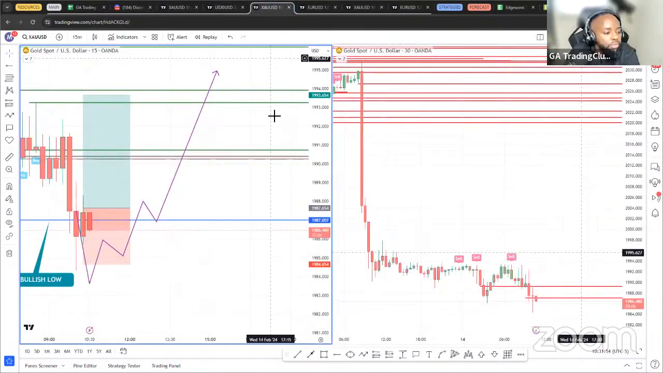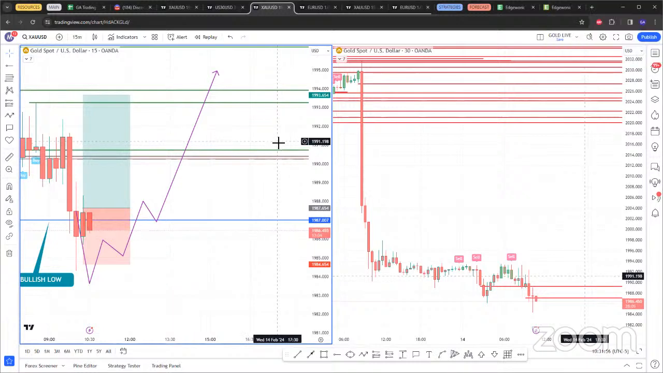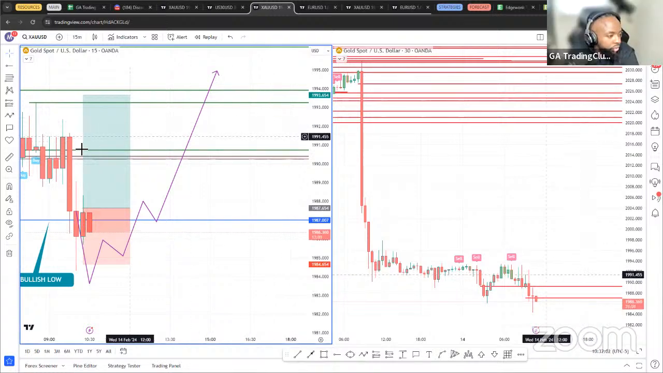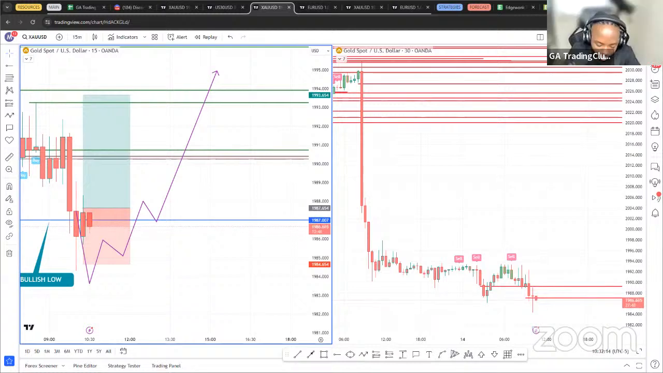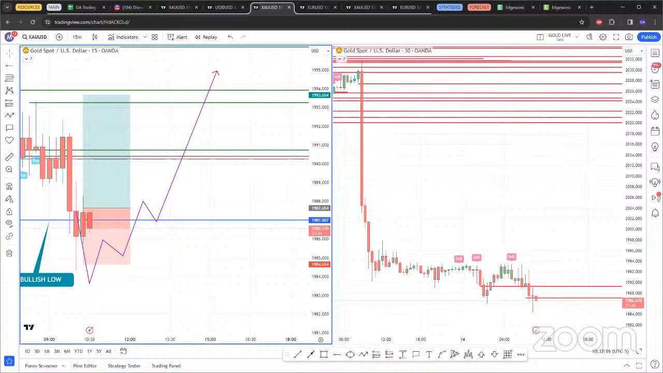and another thing is those wick fill gaps, the fair value gaps. The fair value gap is usually three candlesticks, and there's one candle, usually the middle one, that leaves a gap without a wick.